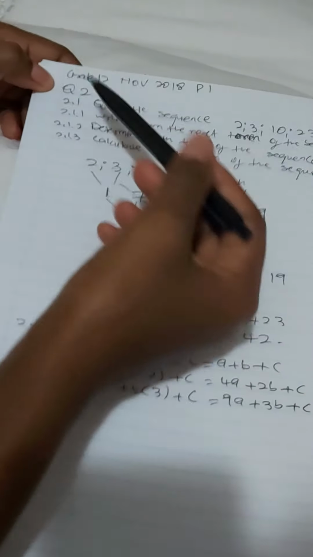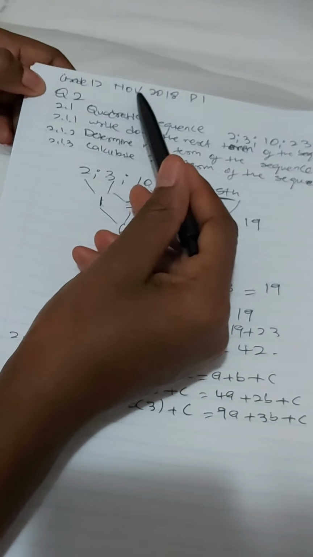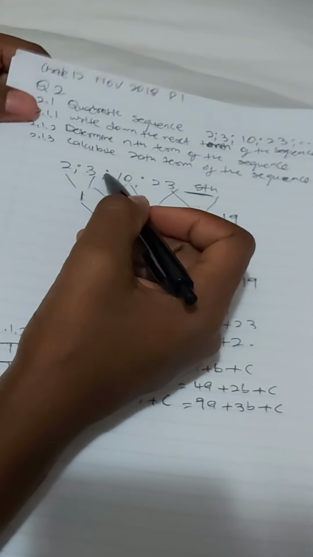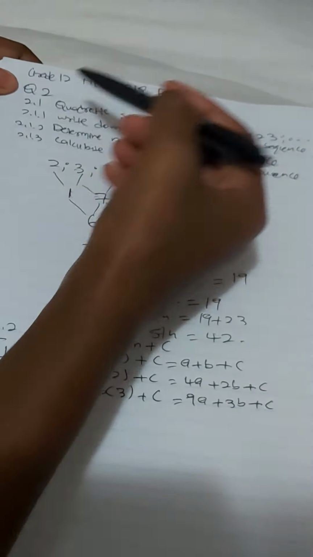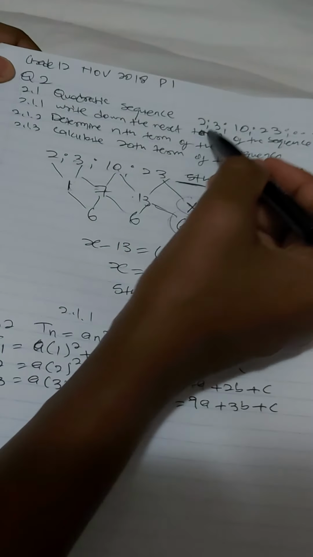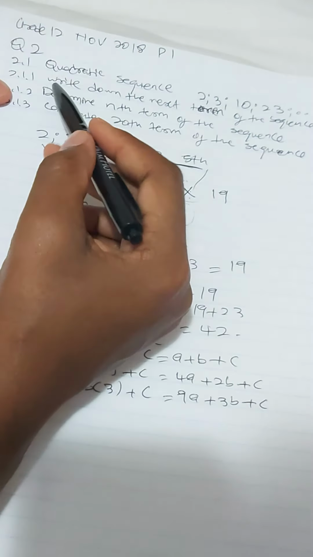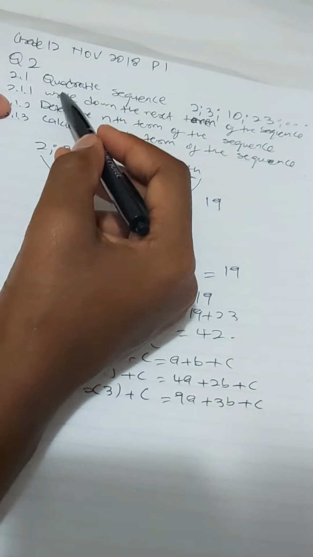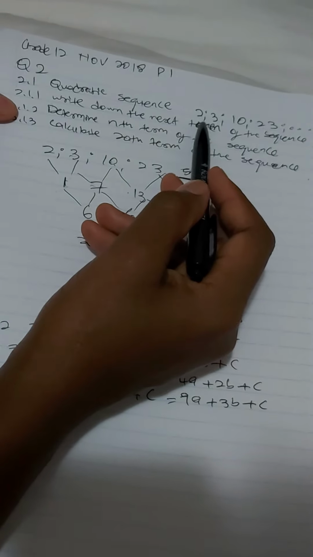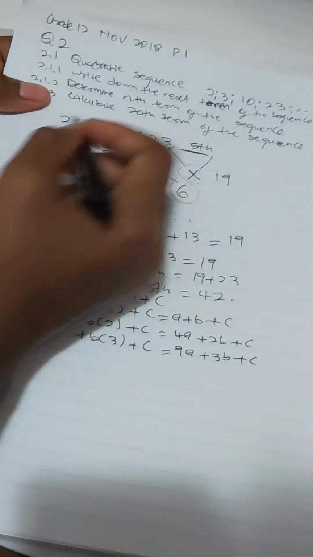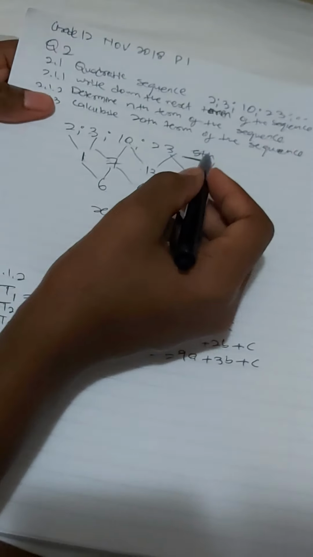Today we are still doing Grade 12 November 2018 Paper 1, but today we are doing Question 2. Question 2, you are given a quadratic sequence, which is 2, 3, 10, 23. And the question they're asking us: write down the next term of the sequence. So we've got 2, 3, 10, 23, and we've got the fifth term.